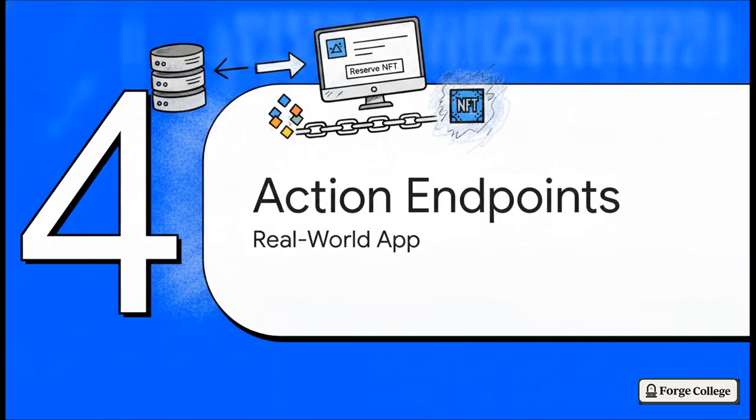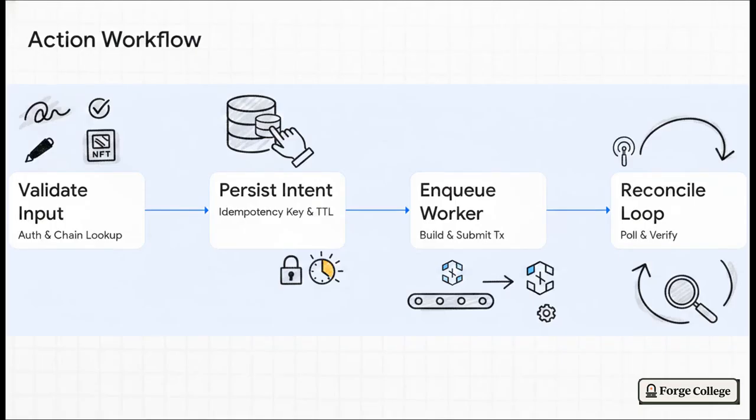Let's dig into section 4, anatomy of action endpoints, real-world application. Let's make this super concrete by building an endpoint to reserve an NFT. The secret here? The endpoint is not the transaction itself, it's a workflow. First, you validate the inputs, basically checking their ID at the door. Second, you persist their intent to buy. Third, you hand off all the heavy lifting to a background worker to actually submit the Solana transaction. And fourth, you set up a reconciliation loop. Think of this as a digital detective that constantly polls and verifies if the transaction actually went through.